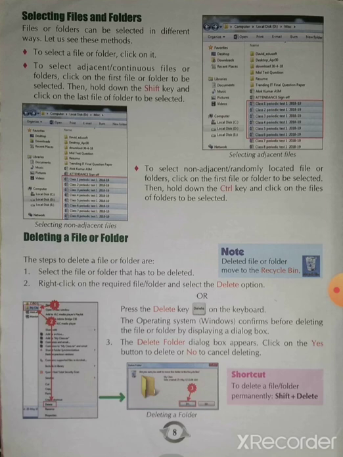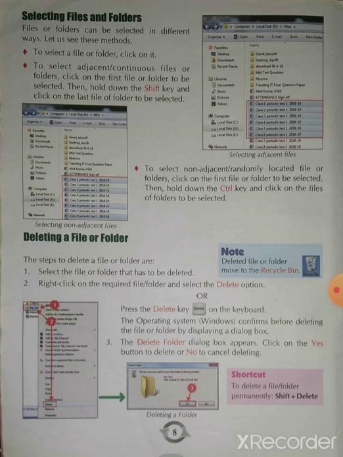के अगर आप लोगों को एक साथ बहुत सारे फाइल्स सिलेक्ट करने हैं या फिर एक साथ बहुत सारे फोल्डर्स सिलेक्ट करने हैं तो आप लोग कैसे करोगे? Okay, we'll see. Files or folders can be selected in different ways. Let us see these methods. कैसे सिलेक्ट करेंगे देखते हैं. First of all, select a file or folder and click on it. You have to select a file or a folder, then you have to click on it.